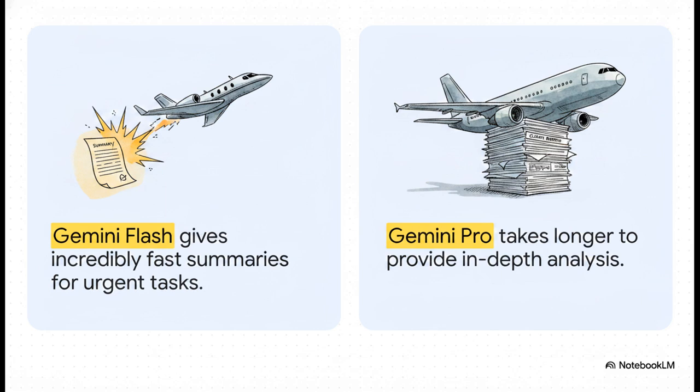If you use Gemini 3 Flash instead, it gets the job done almost instantly. You're trading just a tiny bit of depth for blazing speed, delivering a brief, accurate executive summary exactly when you need it most.